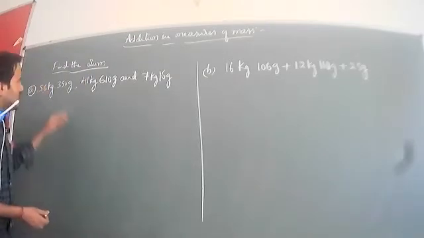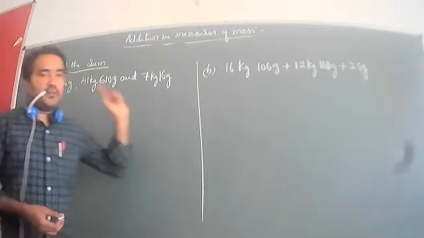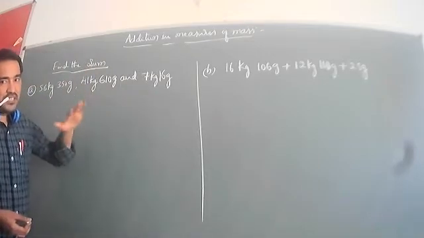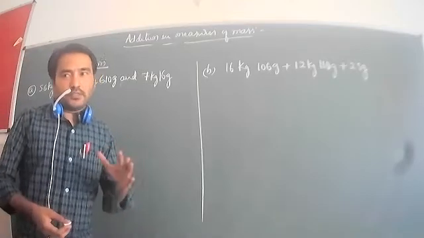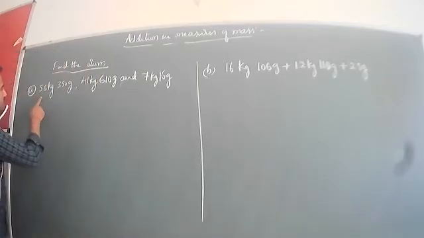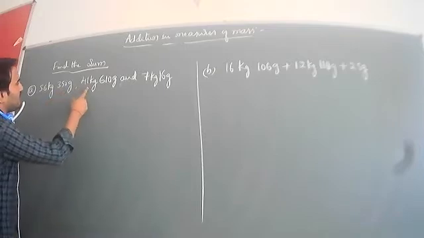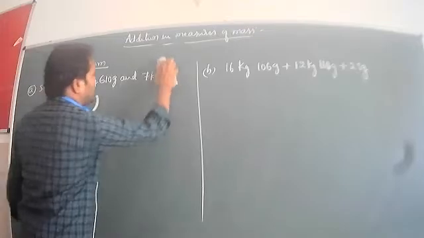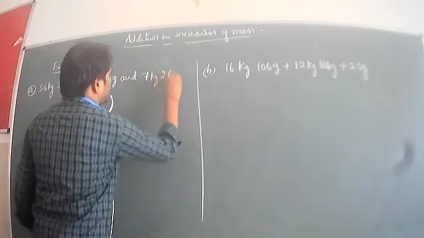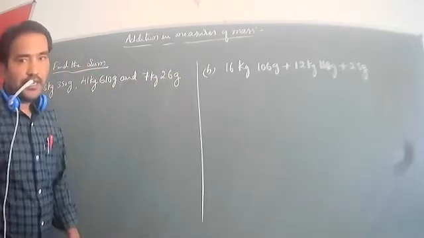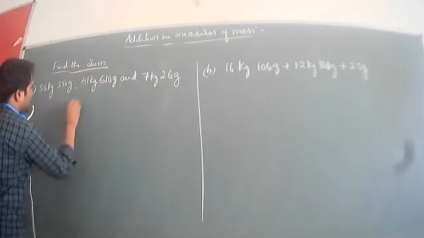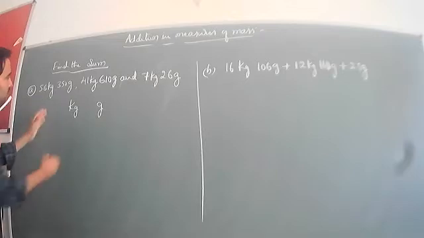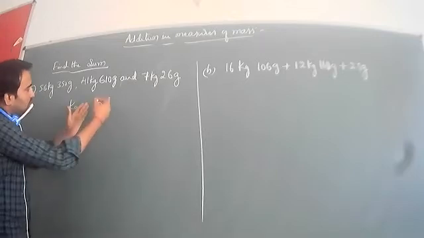In measures of length, kilometer, meter, centimeter will be there, but here kg and gram. We are measuring solid weight, solid things. Now here, 56 kg 350 gram, 41 kg 610 gram, and 7 kg 26 gram. First write the units, kg and gram.